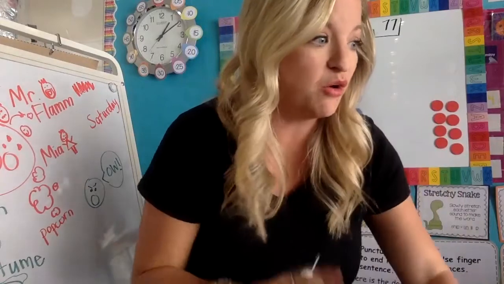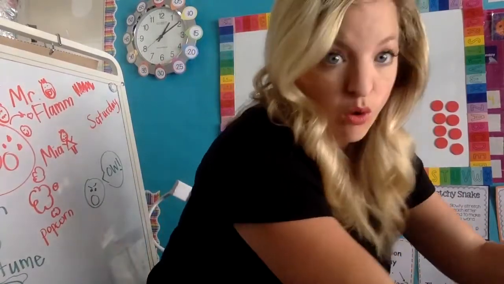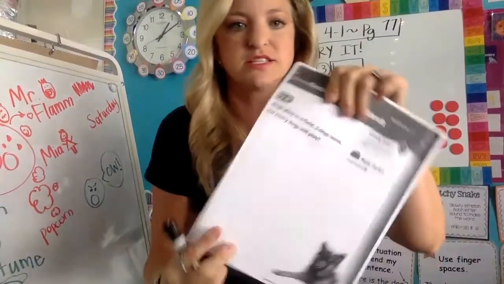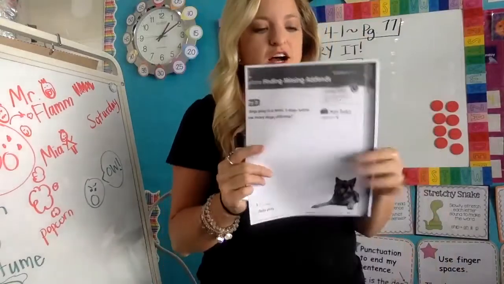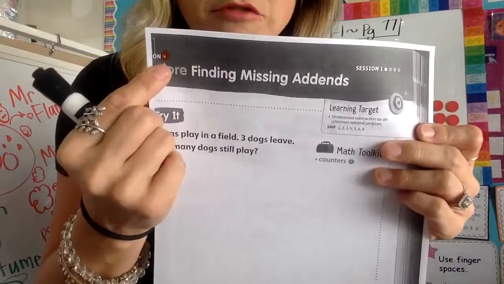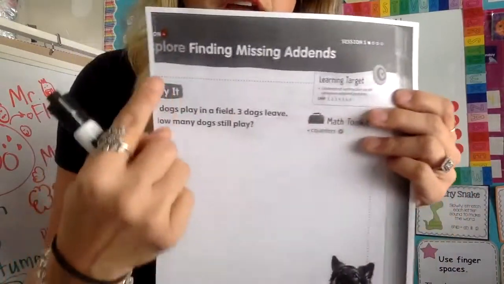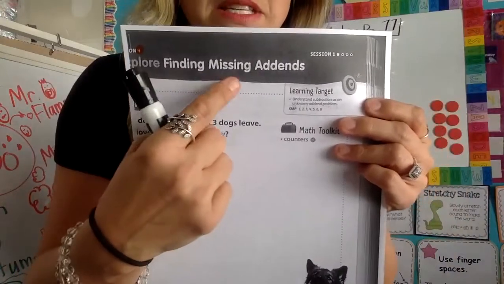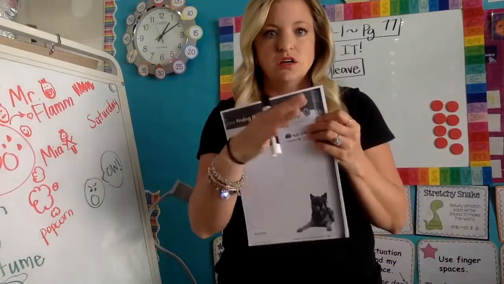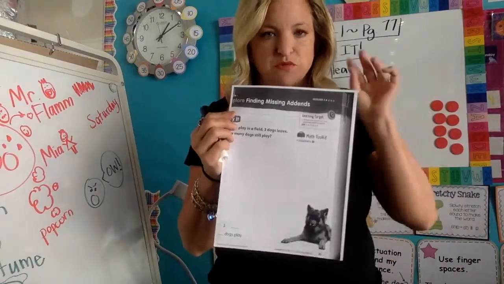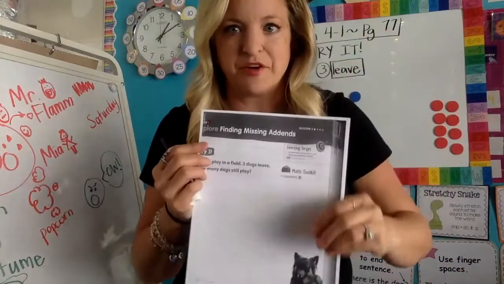We are now on lesson 4, session 1, and I realize that some of the packets I made are missing a number. Oops, I'm so sorry. It is lesson 4, session 1, explore finding missing add-ins. That means you're doing blank plus 4 gets me to 8. Those kinds of things where you're missing one of those numbers you're supposed to add together.